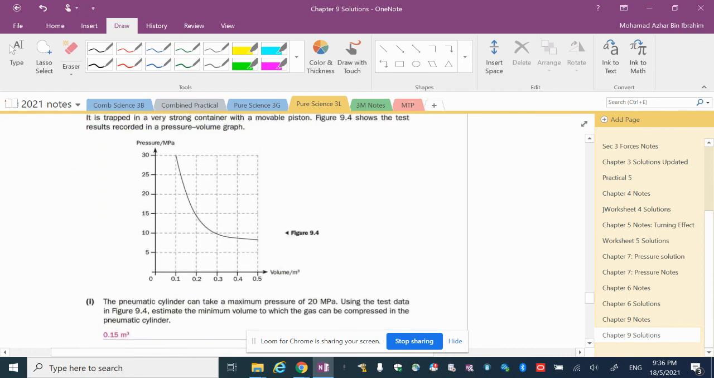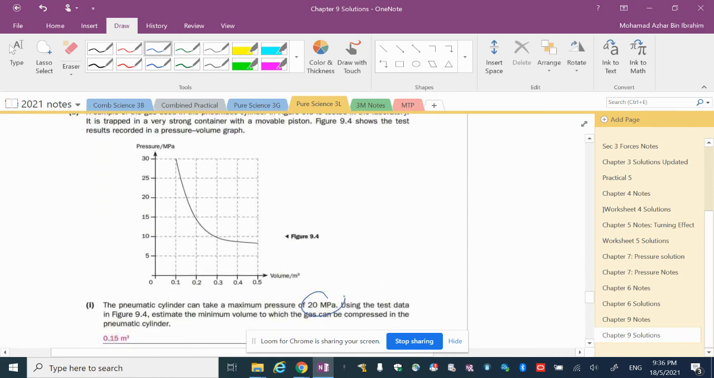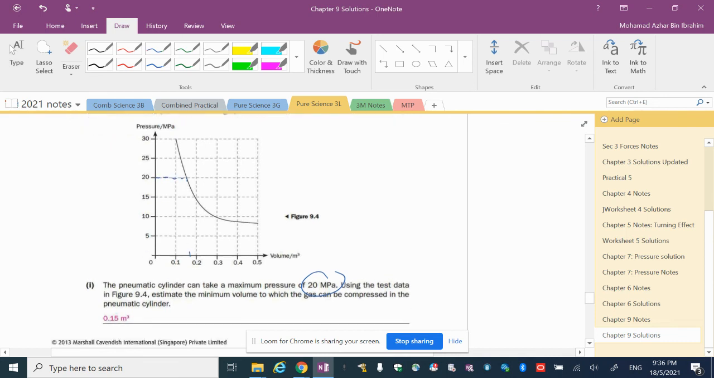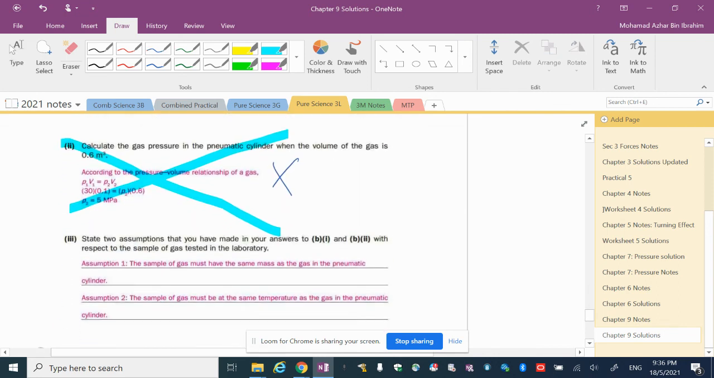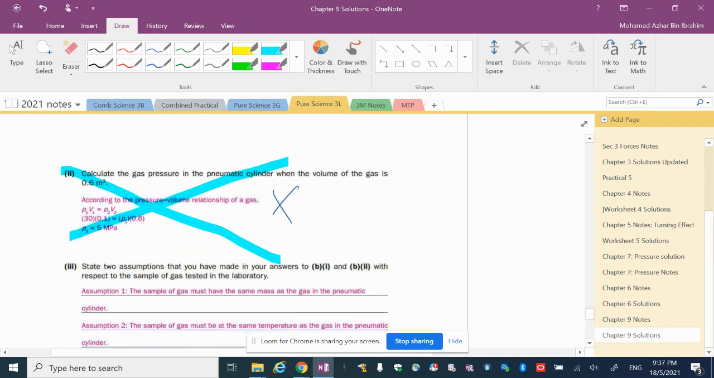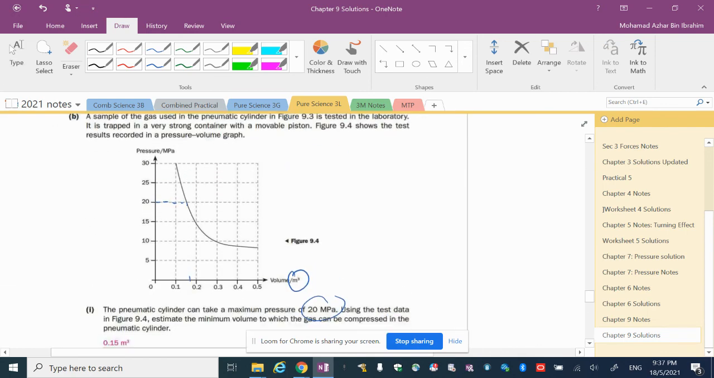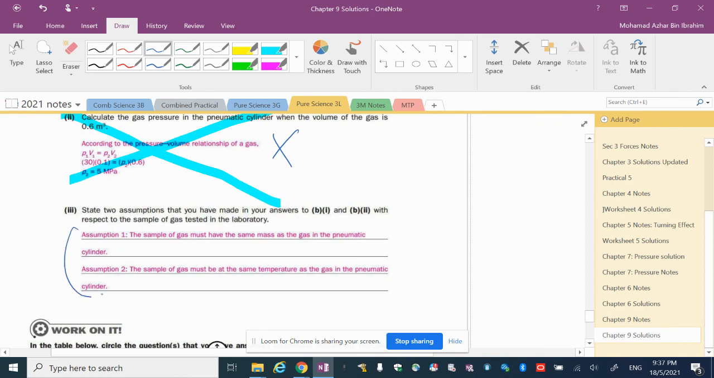All right, this one is quite simple, just reading from the graph. 20 megapascals, you just read the graph, it's approximately 0.15 meter cube. All right, again, calculation question, don't bother, no longer in syllabus. What is the assumption you make? For this, you assume that actually it's the same number of moles. I mean, it's quite understandable, this one. Same mass of gas in the tube and in the cylinder, in the test and in the actual cylinder. And of course, the temperature of the gas must be the same in both situations, lah. So basically, that is about all for this chapter.